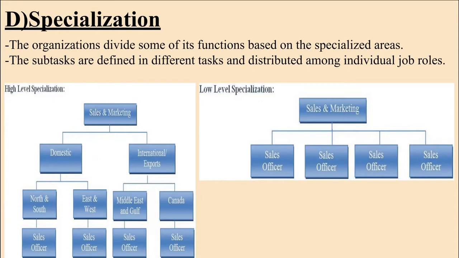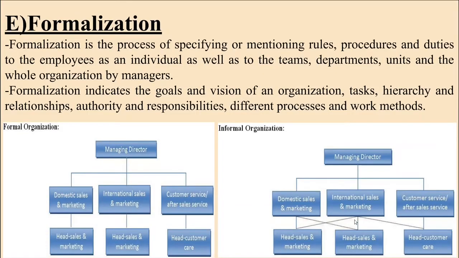So the specialization can be divided into high level and low level, which we can see from these two pictures. Next, formalization is the process of specifying rules, procedures, and duties to the employees as individuals, as well as to the teams, departments, units, and the whole organization by managers. From these two pictures, we can see the formal organization and informal organization.